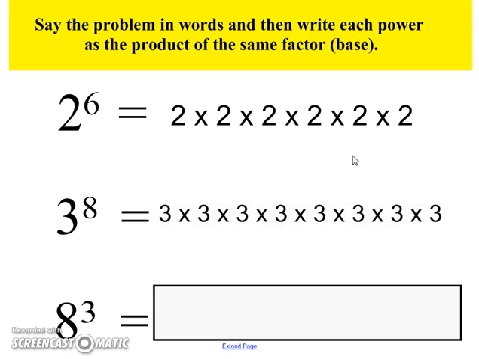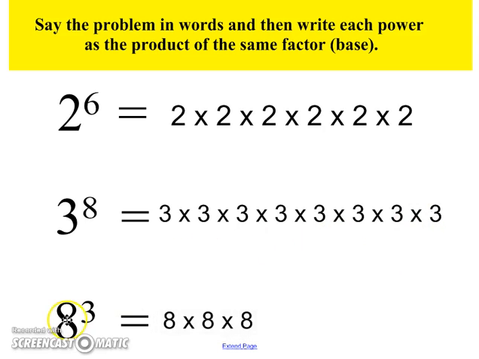3 to the 8th power is 8 3's multiplied together. So you'll need to notice all of these 3's multiplied together. And again, 3 times 3 times 3 times 3. This is not 3 times 8. And conversely, 8 to the 3rd power is 3 8's multiplied together. Not 3 times 8, because 3 times 8 would be 24. 8 times 3 would be 24. And these two things are not equal to one another.